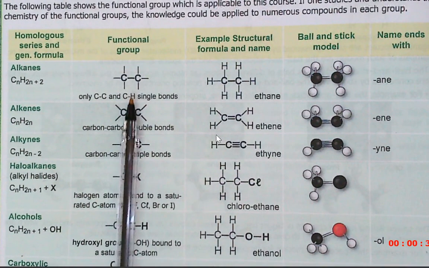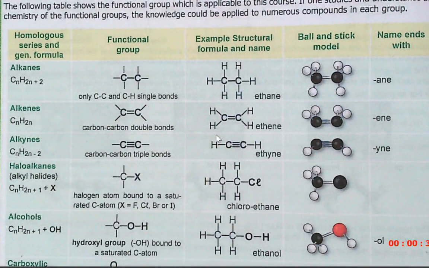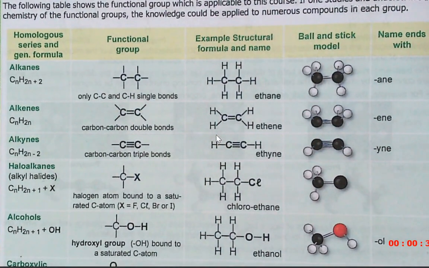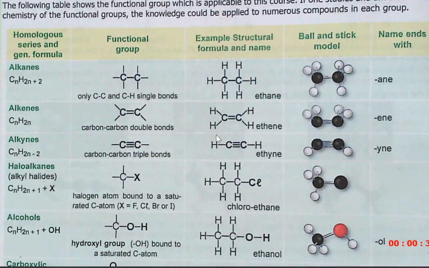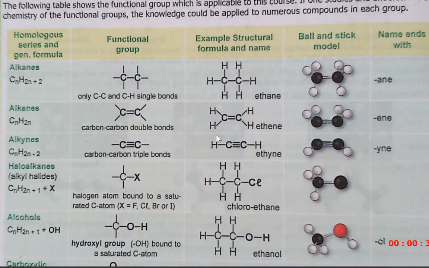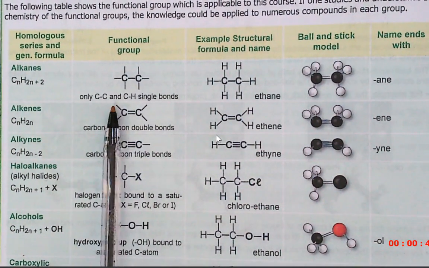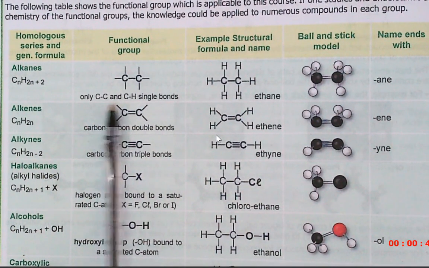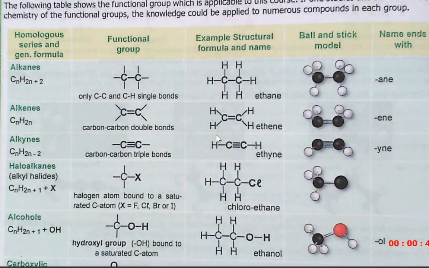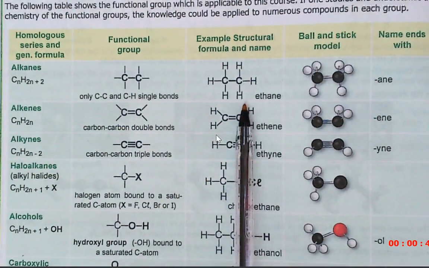Or this is the functional group. Basically, an alkane has no functional group. It's just carbon chains, single bond carbon chains. They can be long, they can be short, but they have no other substituents. It actually says here only C-C, only carbon and carbon-hydrogen single bonds. This is an example of what it looks like.